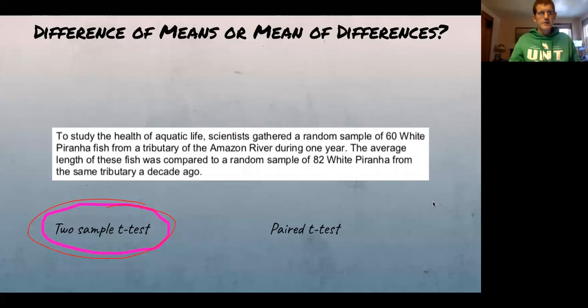So pretty quick answers on this one. Obviously, a white piranha from a decade ago and a white piranha from this decade, which one do you compare to which? There's no natural pairing. This is a two sample t-test. Okay, good job.